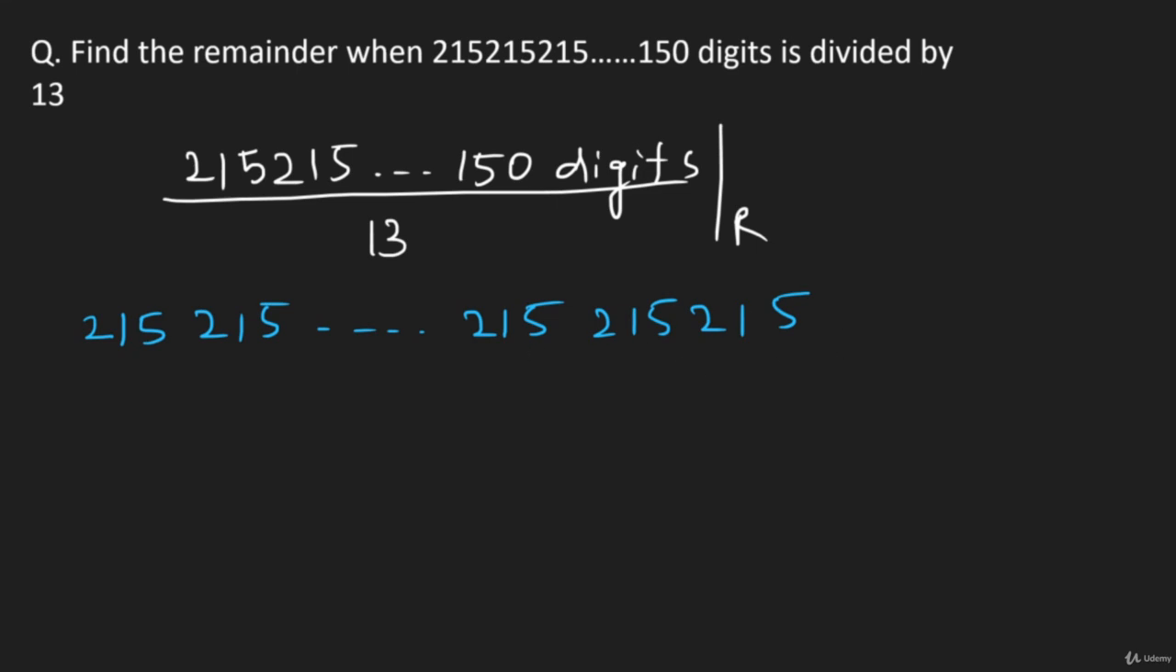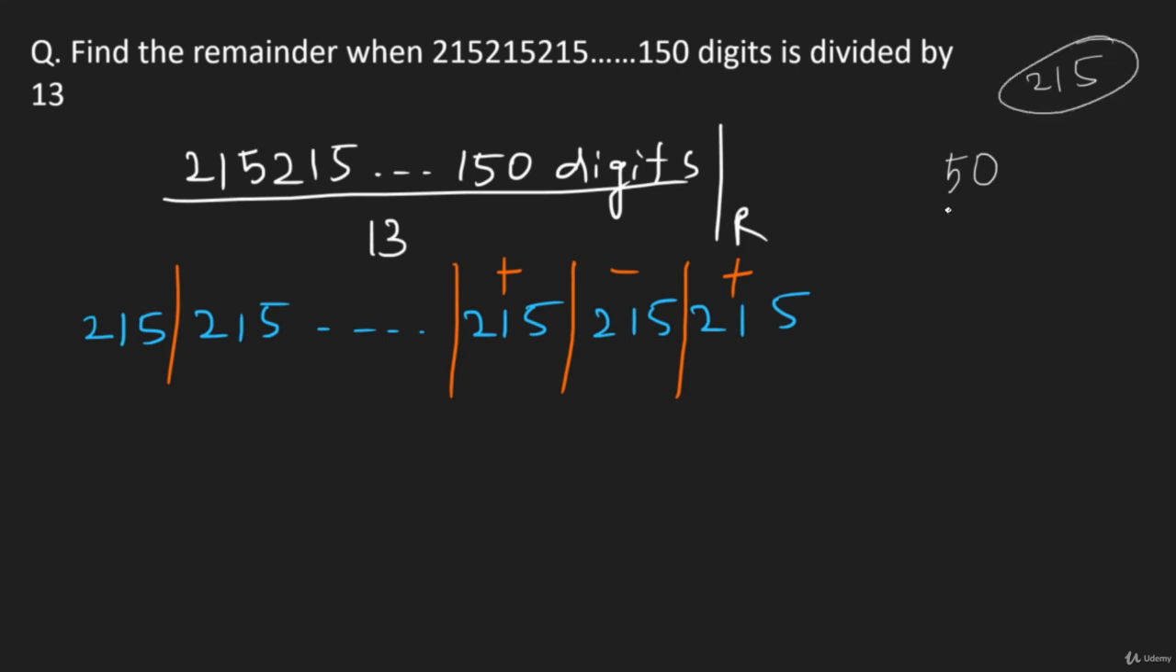Now, we know that 10 to the power 3 divided by 13 gives a remainder of -1. Therefore, let's divide the given number into triplets from the right. So I can do that like this. Now, once I've done that, I have to give alternating plus and minus signs to these triplets, starting with a plus from the right. So let's do that. Now, once we have done that, you can see that because there are 150 digits over here, there will be a total of 50 sets, right? Each set has 215, right, in each triplet, and there will be 50 triplets because there are 150 digits in this given number.